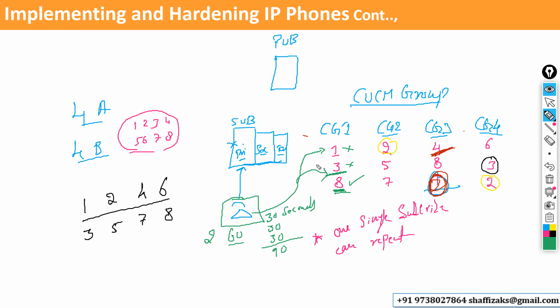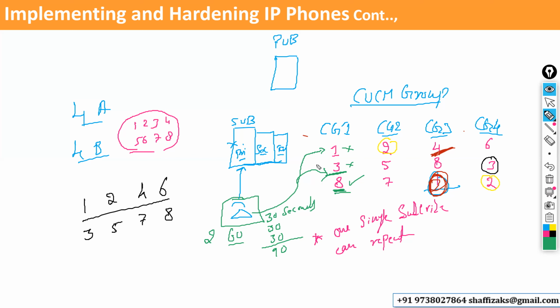Now, does it register with the third? It will not register. It registers with the first one. Only if 1 and 2 are down, then it goes to the third. That is what I am telling. An IP phone can register with only one server. At the same time, it's not possible to register with multiple servers.